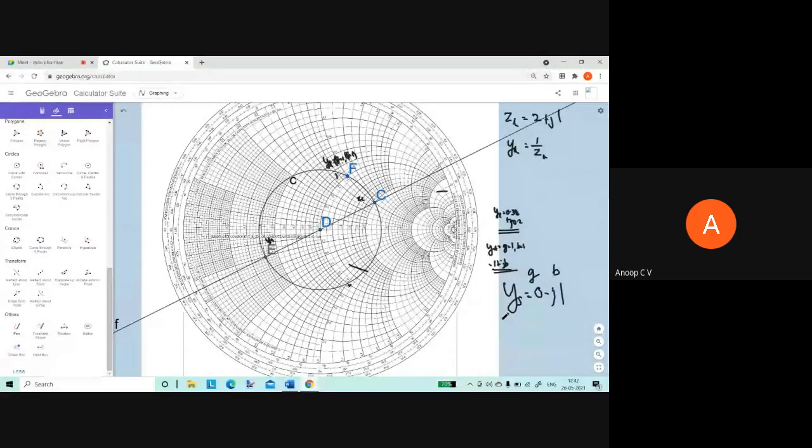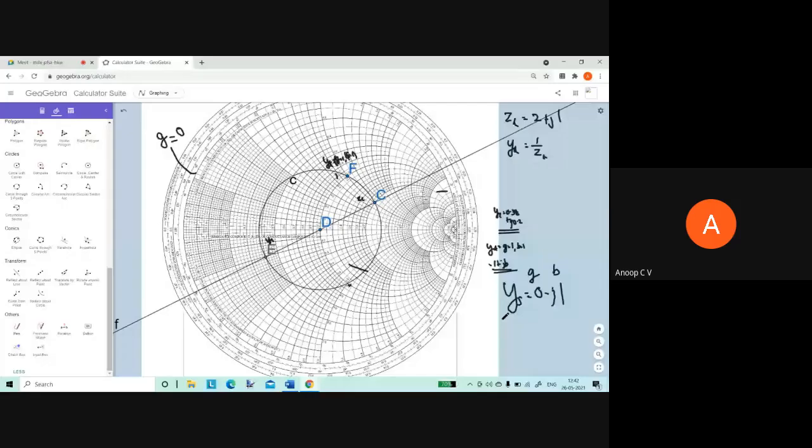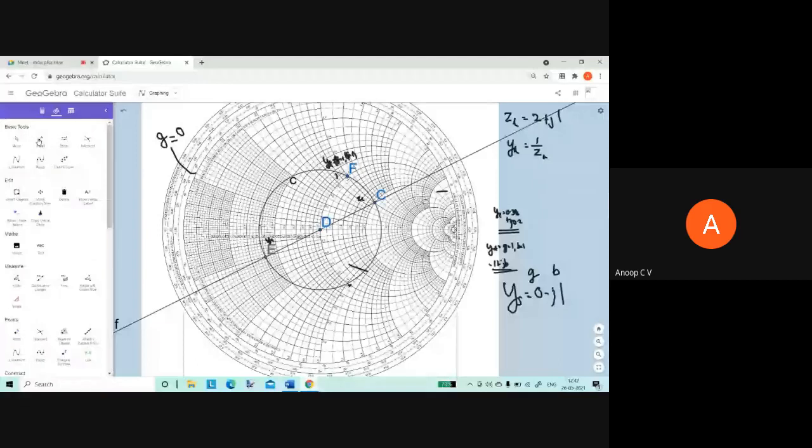G equal to 0 is actually this, and b equal to minus 1 is this particular circle. So this is the point. So I have to mark that point, right? I'll take a point A and mark it here.